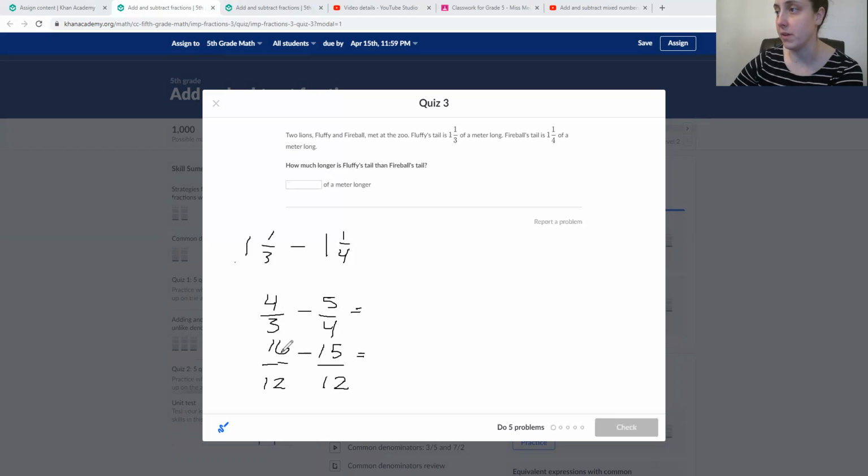So now we just have to subtract the top. 16 take away 15 is 1. Subtract the bottom. Sorry, we don't subtract the bottom. We leave the bottom just as is. The bottom's going to stay as 12.